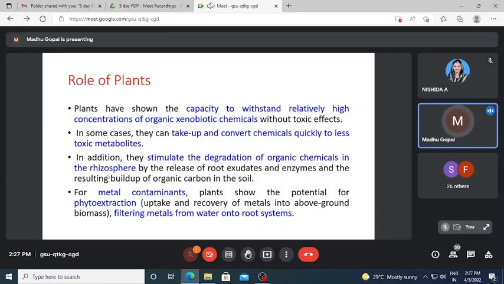But in the case of metal contaminants, plants show the potential for what we call phyto-extraction. We will have a detailed discussion about phyto-extraction later when we discuss metal contaminants. For metal contaminants also, they have the potential for phyto-extraction, and they are also found to filter metals from water onto root systems. That is also happening.